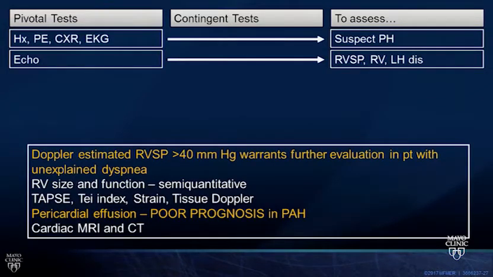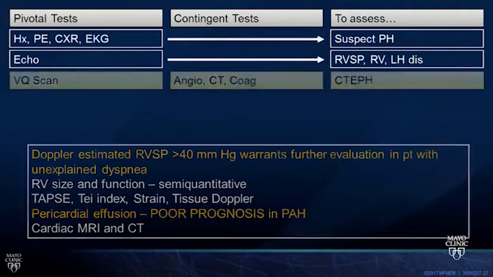Echo is useful for RV size and function. There are a variety of quantitative measures which we can employ. The presence of a pericardial effusion is a very poor prognostic sign in the presence of severe pulmonary hypertension. Cardiac MRI or CT scan are very useful for quantification, particularly RV volume. When we're assessing patients for transplant, patients with pulmonary hypertension, that's one of the main tests we use, to look at RV size, and CT and MR imaging are excellent for that.